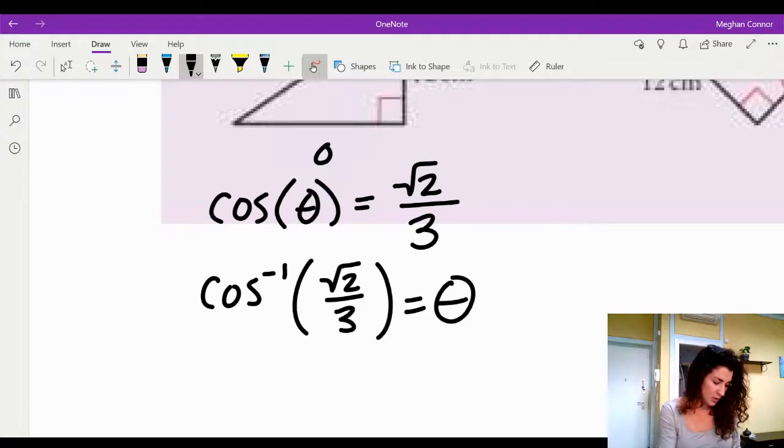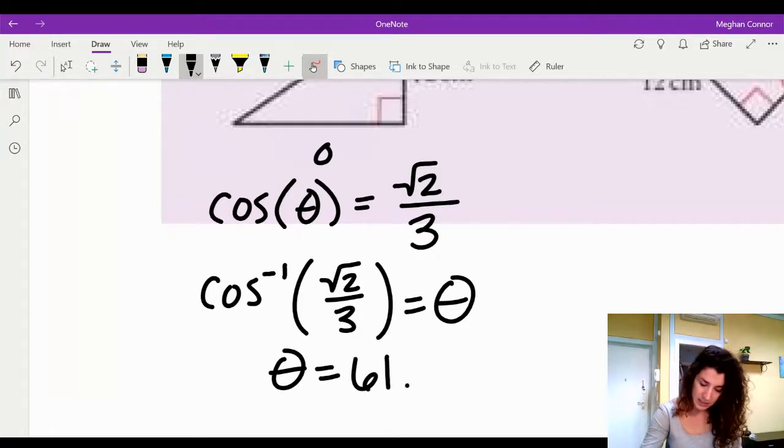Square root of 2 divided by 3. So theta equals 61.9.